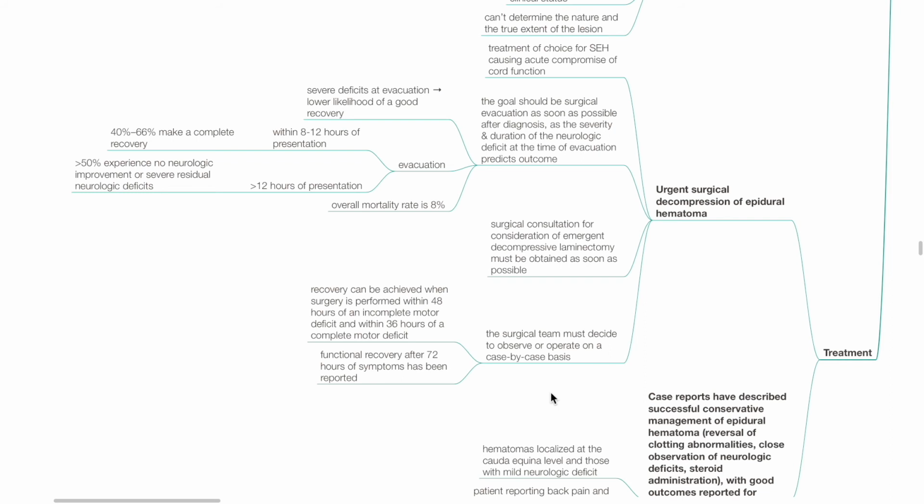Surgical consultation for consideration of emergent decompressive laminectomy must be obtained ASAP, and the surgical team must decide to observe or operate on a case-by-case basis. Recovery can be achieved when surgery is performed within 48 hours of an incomplete motor deficit and within 36 hours of a complete motor deficit. Functional recovery after 72 hours of symptoms has been reported.